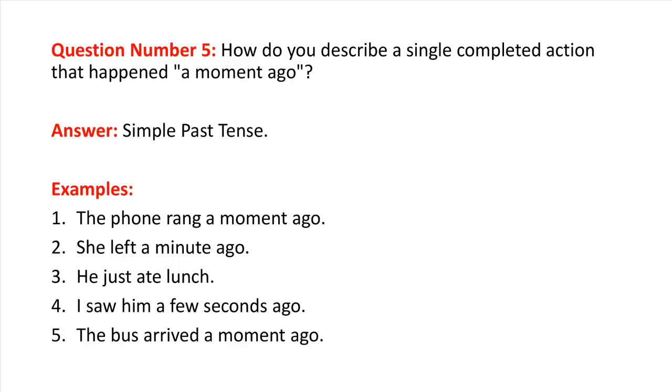Question number 5. How do you describe a single completed action that happened a moment ago? Answer: simple past tense. Examples: The phone rang a moment ago. She left a minute ago. He just ate lunch. I saw him a few seconds ago. The bus arrived a moment ago.